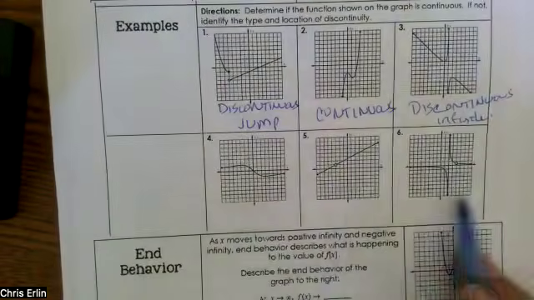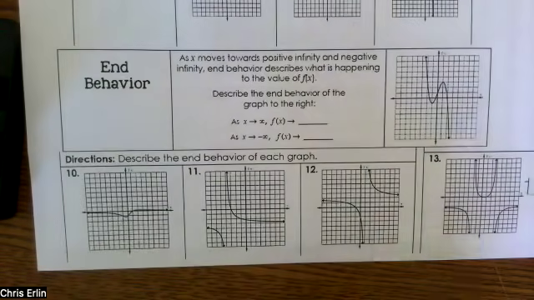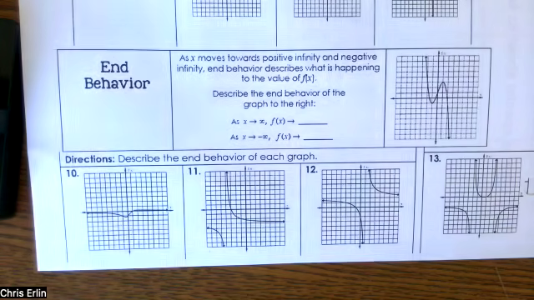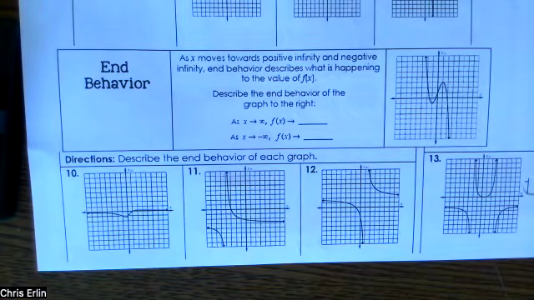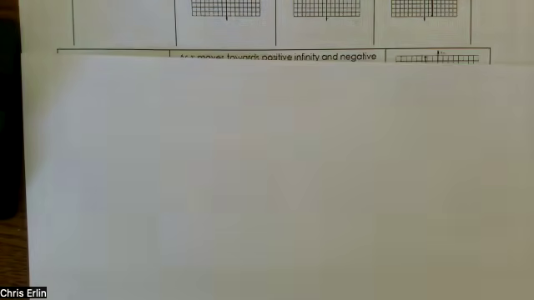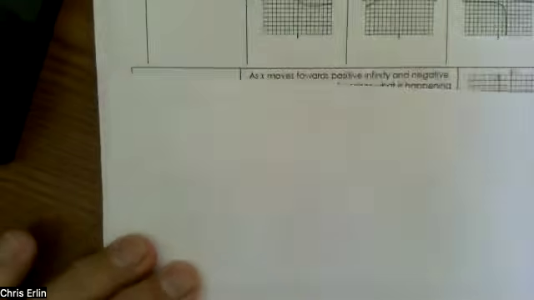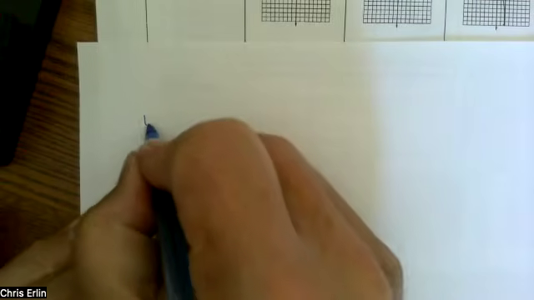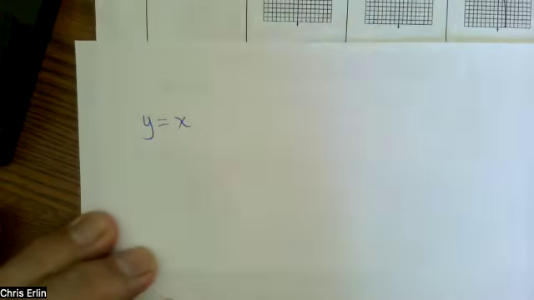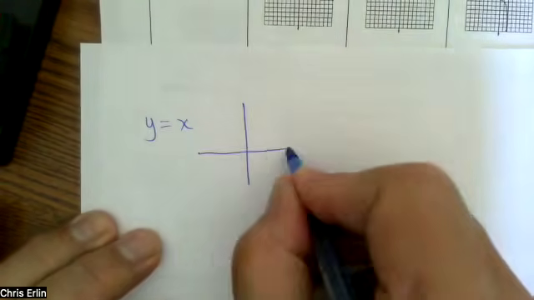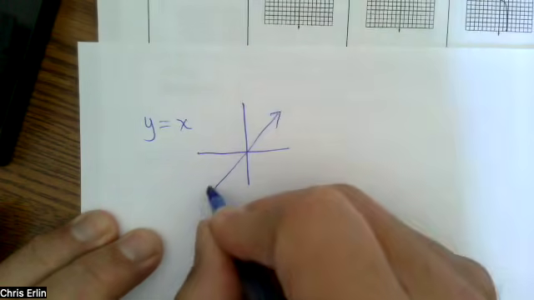Okay. I'm going to leave 4, 5, and 6 for you to do as part of your homework. The next piece is talking about end behavior. And actually, I'm going to use a different set of examples before we fill this in. You guys have worked enough with polynomials to have figured this out. Y equals x looks like that.